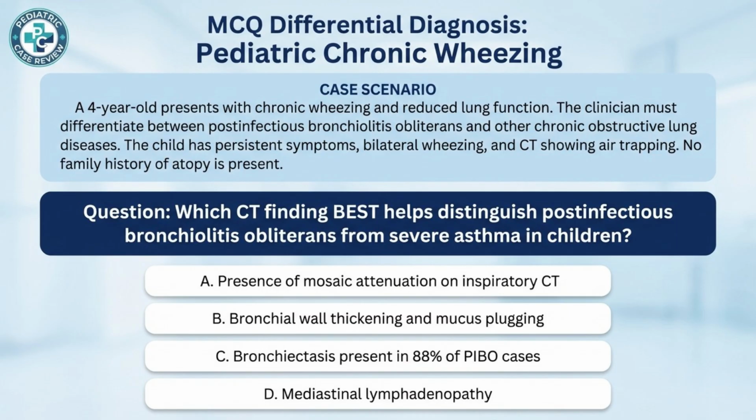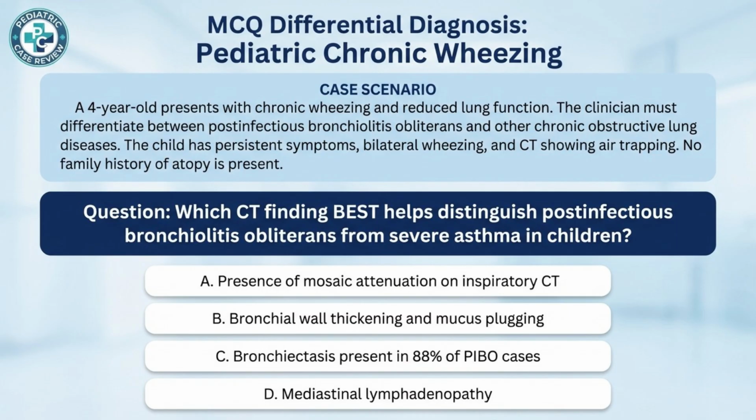Case number 12. A 4-year-old presents with chronic wheezing. The clinician must differentiate between post-infectious bronchiolitis obliterans and severe asthma. Which computed tomography finding best helps distinguish between the two? Option 1. Presence of mosaic attenuation on inspiratory scans. Option 2. Bronchial wall thickening and mucus plugging.